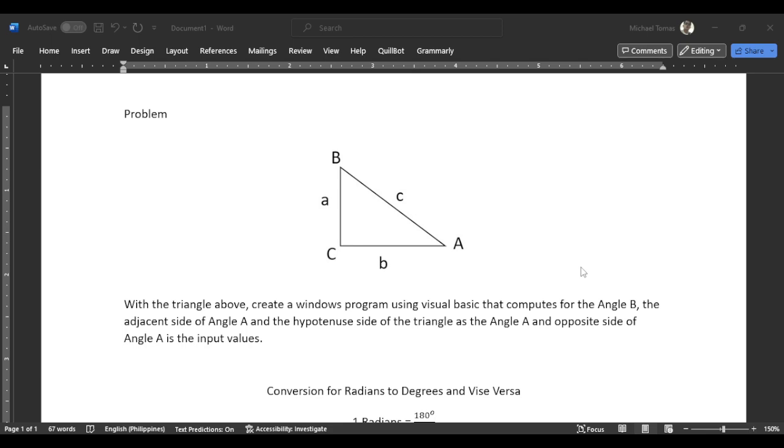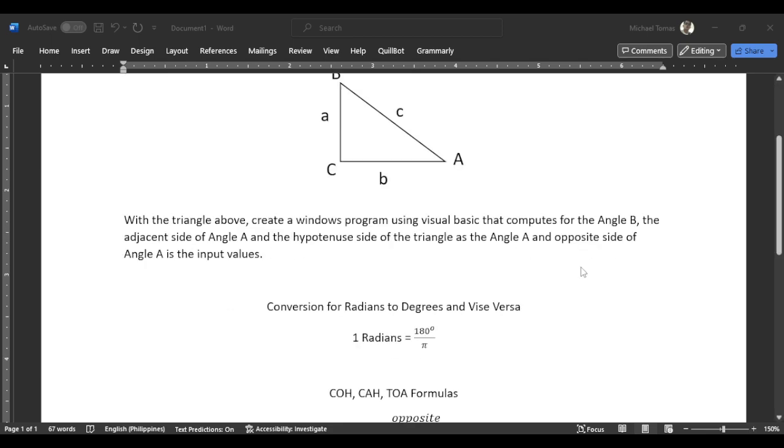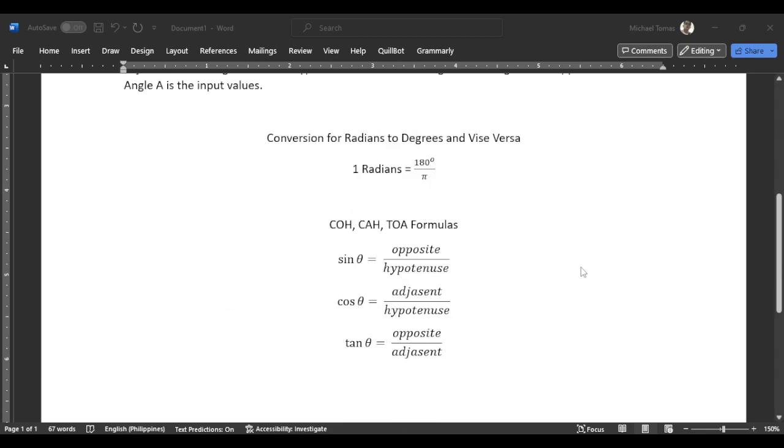Okay, so in the lower section, we have here the formula. Here is the conversion for radians to degrees or vice versa, depending on your transposition. If you want to use this formula in radians, it is 180 over pi. But if you want to use this formula in degrees, it is pi over 180. Okay, just like that.